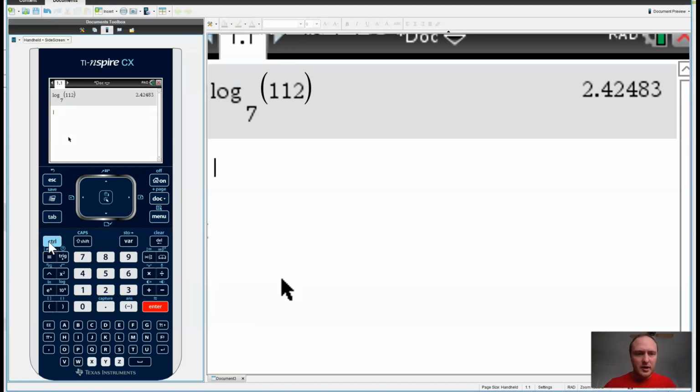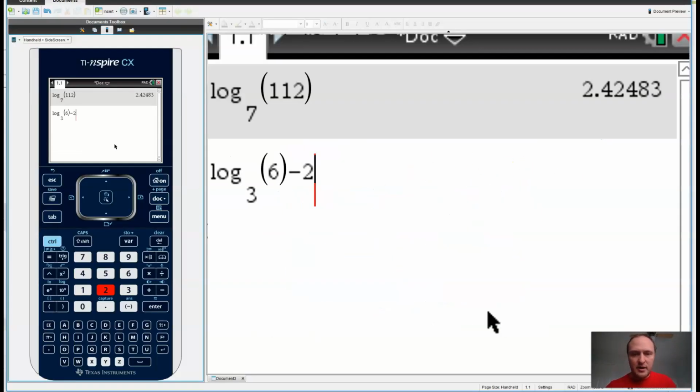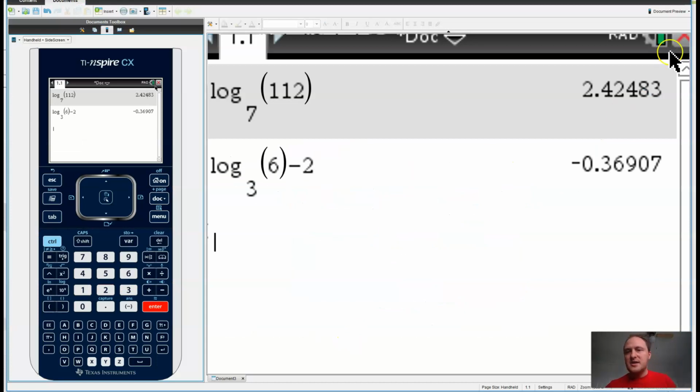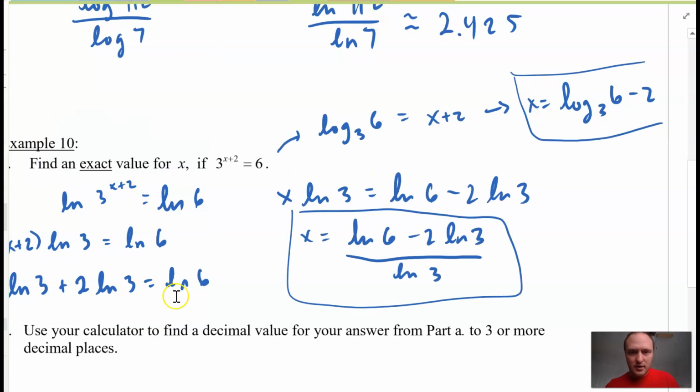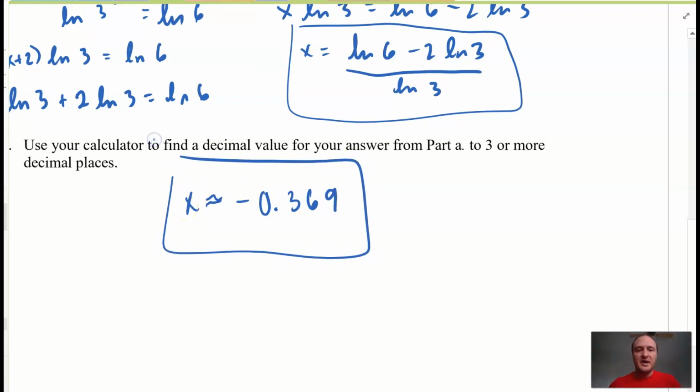We can go ahead and input that in our calculator. So log base 3 of 6 minus 2. I believe that's our equation. Yep. Okay, and I'll go ahead and hit enter. And that is negative 0.369. X is approximately that. Okay, that's it. All right.